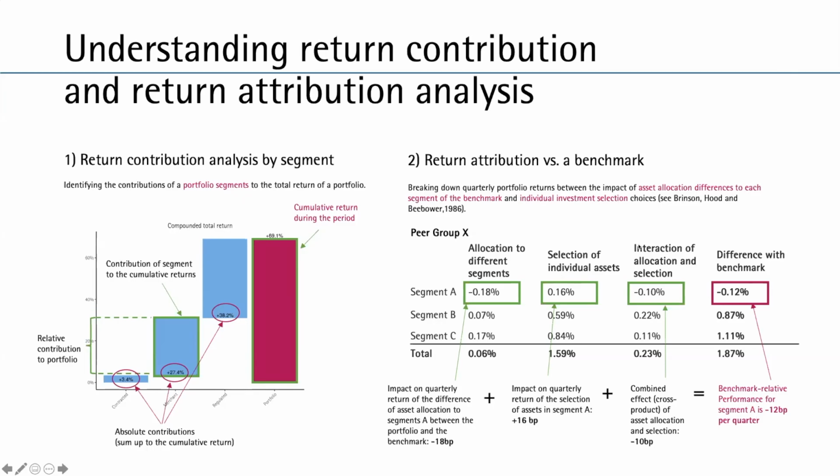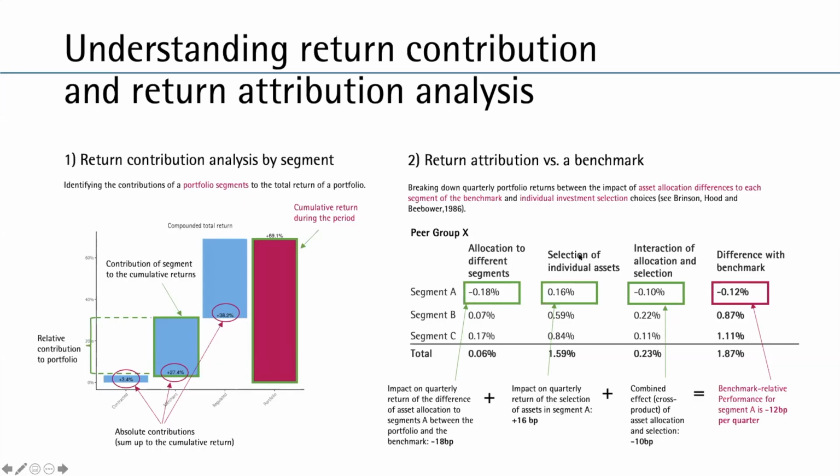It basically means that if the return of any segment is the same in a portfolio as well as the benchmark, then the only difference in the contribution of that segment will be determined by the difference in allocation to that segment. So if we freeze the return of, say, segment A in the portfolio as well as the benchmark, then we see this negative 18 basis points difference of the return that comes purely due to the difference in allocation.